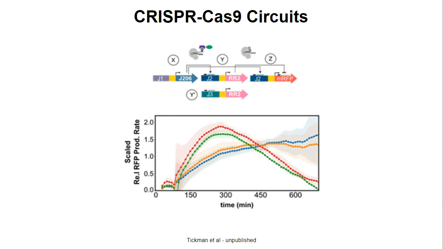In this case, we have an IFFL, an incoherent feed-forward loop, and this is an unpublished paper written by Ben Tickman, and it's going to come out soon. Here we studied how we can use CRISPR-Cas9 to make circuits. In the initial stages of building these IFFLs, we had to do a lot of experiments with the Echo.